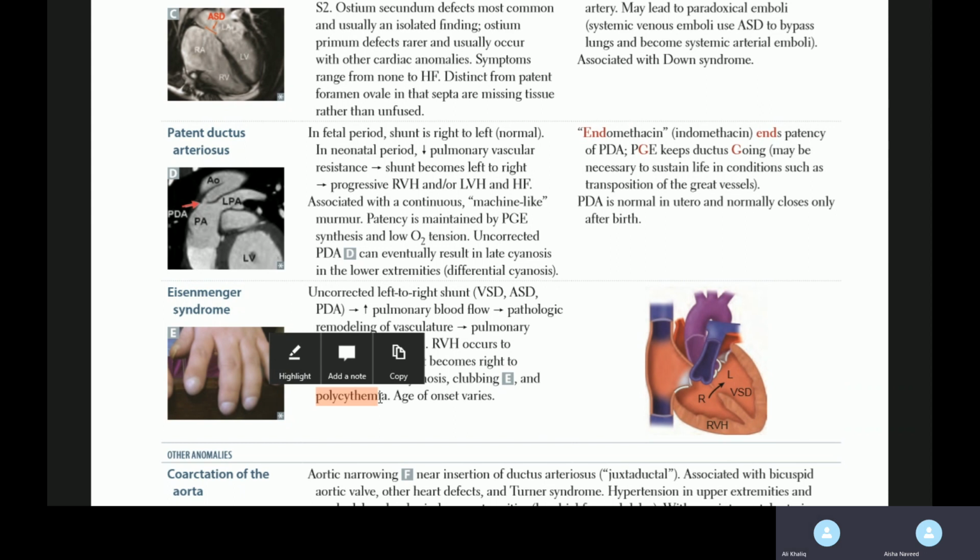Whatever the cause of hypoxia or cyanosis is, in any case the kidney releases a compound known as erythropoietin. That erythropoietin goes to the bone marrow and increases the formation of red blood cells, which causes polycythemia. Okay, got it.